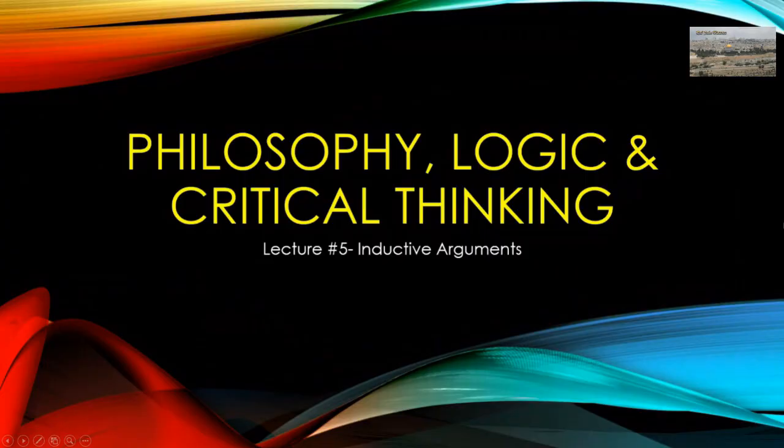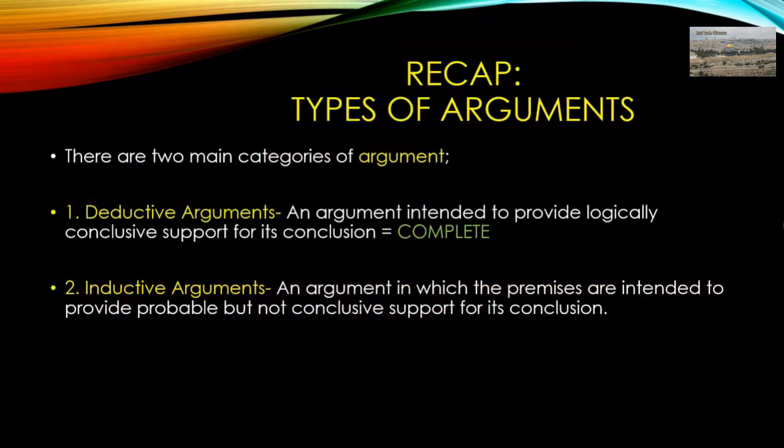Excellent. Okay, so just a bit of a quick recap. We learned that there are two main categories of argument that we're learning about. Deductive arguments, an argument intended to provide logically conclusive support for its conclusion. And that is completed. The last two classes were on deductive arguments specifically. In this lecture, we're going to finish off Unit 2 by looking at inductive arguments, which are arguments in which the premises are intended to provide probable or likely support, but not conclusive support for its conclusion.